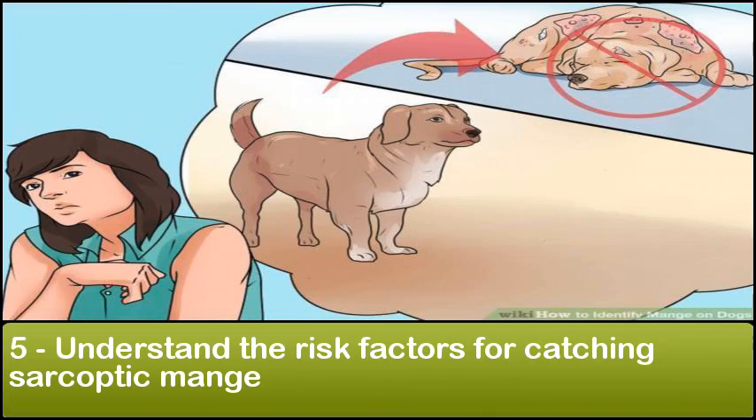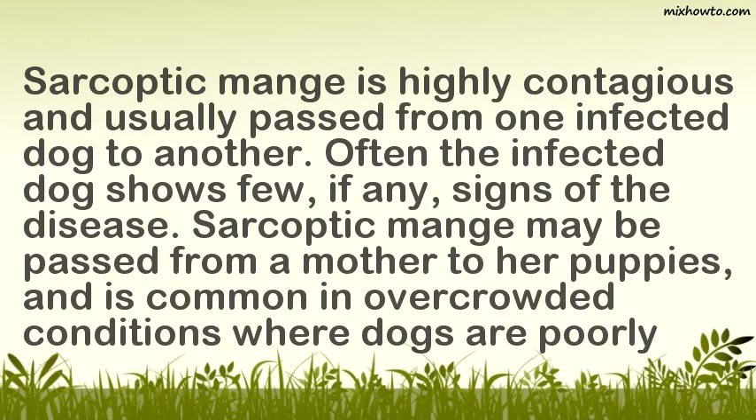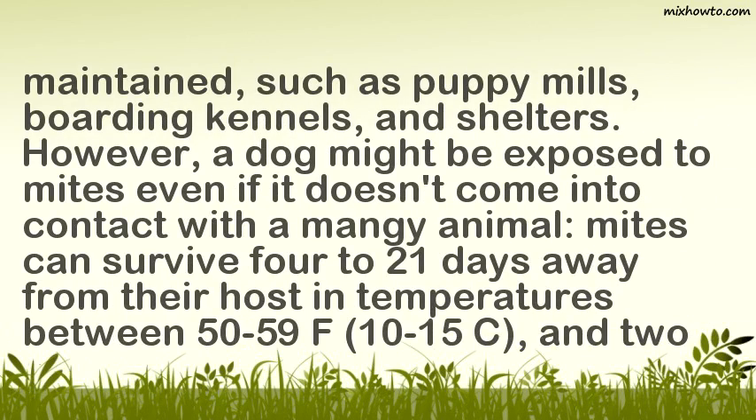5. Understand the risk factors for catching sarcoptic mange. Sarcoptic mange is highly contagious and usually passed from one infected dog to another. Often the infected dog shows few, if any, signs of the disease. Sarcoptic mange may be passed from a mother to her puppies, and is common in overcrowded conditions where dogs are poorly maintained, such as puppy mills, boarding kennels, and shelters.